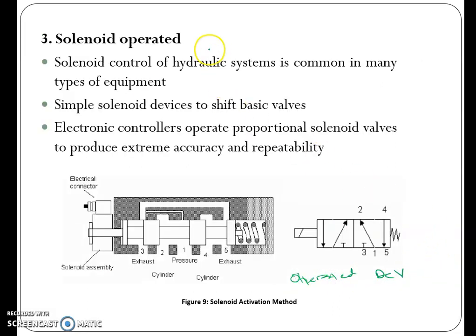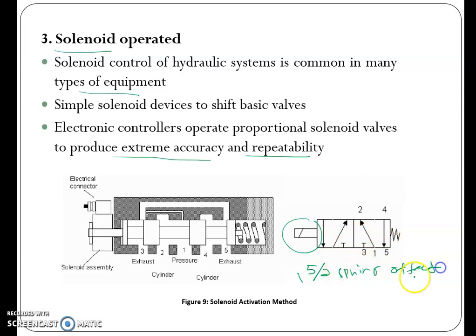Okay, next is the solenoid operated. This is common in many types of equipment. Selalunya kita akan menggunakan solenoid. Sebab apa? Sebab dia akan produce extreme accuracy and repeatability. This is the symbol of the solenoid operated. This one is 5 port, 2 positions, spring offset, and solenoid operated DCV.